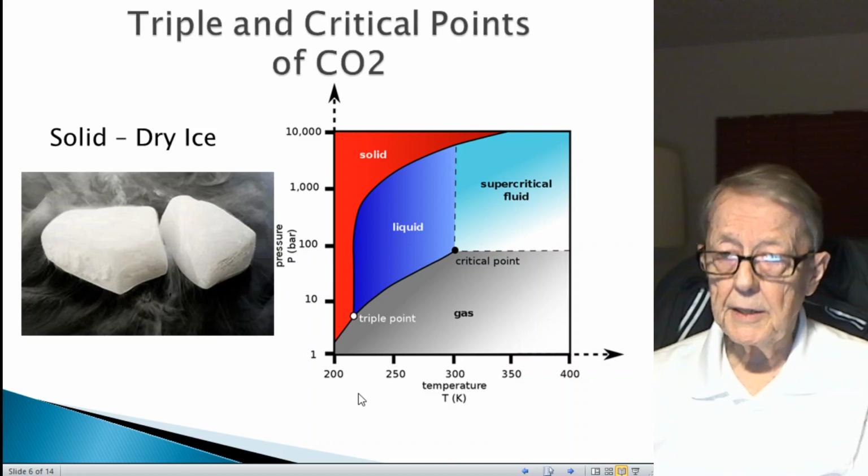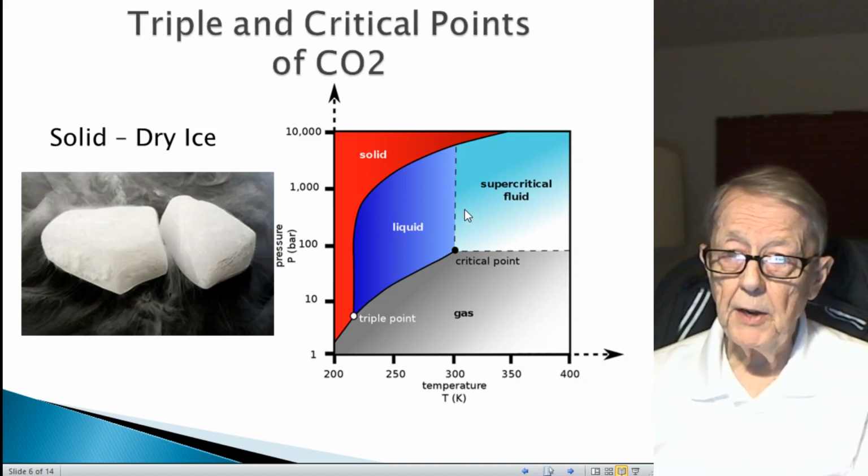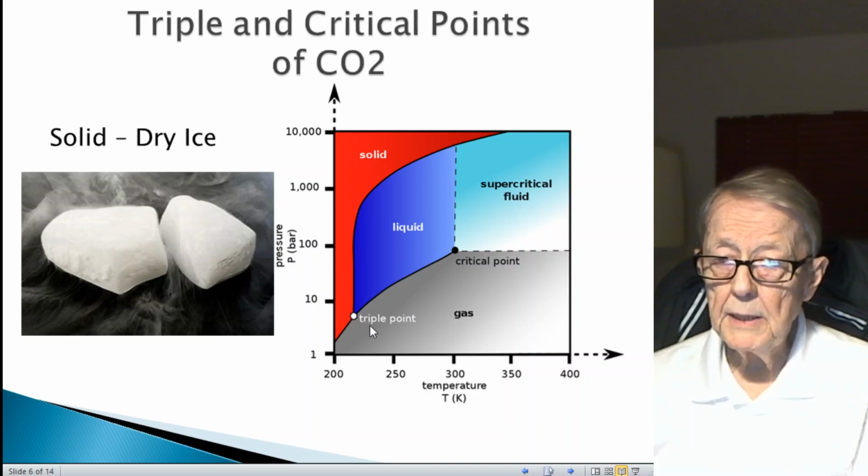Well, let's look at CO2 for a minute. We're all familiar with dry ice made from carbon dioxide. And here's a typical graph that we're all familiar with. The one for water with its triple point is common, and CO2 has a triple point.